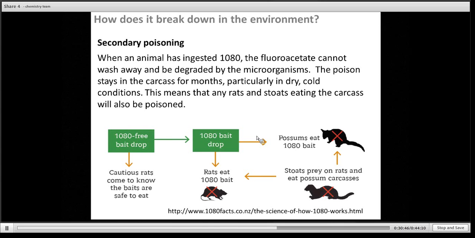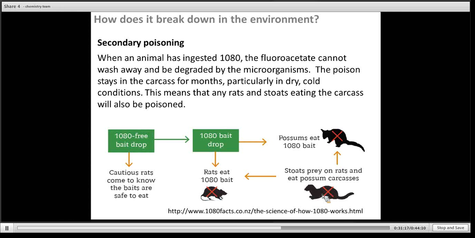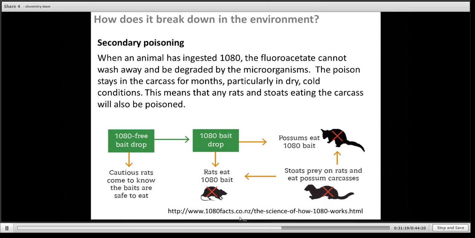Now that is a positive thing in some aspects, because stoats who don't like eating the bait because they are carnivores, so they won't eat the pellets, but they will eat the dead possums and the dead rats. So it is a way of killing off the stoats as well, the stoats and the weasels. Otherwise, there's no way of killing those animals off. So what would happen is you have a 1080 bait, the animals will eat it, and then the stoats come and eat the dead animals.